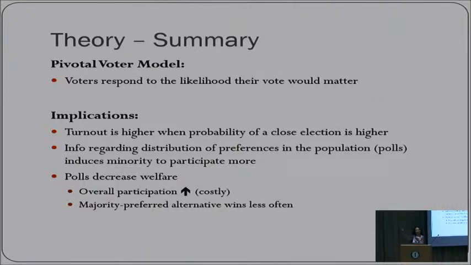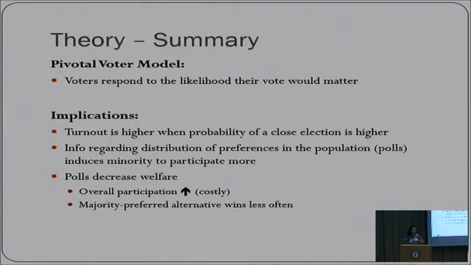So to summarize the theory benchmark, the pivotal voter model, and that's really the essence that you should get out of this, suggests that voters respond to the likelihood that their vote would matter. And the implication is that turnout is higher when the probability of a close election is higher. Information regarding the distribution of preferences in the population, for example through polls, induces the minority to participate more, and therefore polls decrease welfare, because overall participation goes up, and that entails a cost, and the majority preferred alternative wins less frequently. Okay? So these are really the two things that you should carry out.